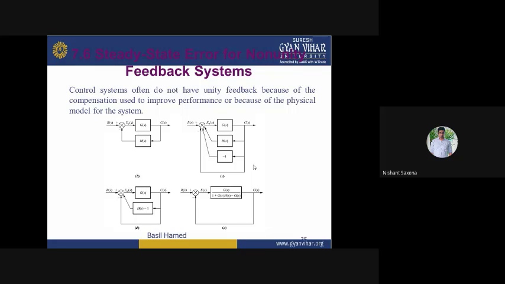Look at this figure C, this is also a non-unity feedback system, though it contains the unity feedback as well. But the overall transfer function will always be a non-unity feedback system. In figure D, we can say unity feedback system.